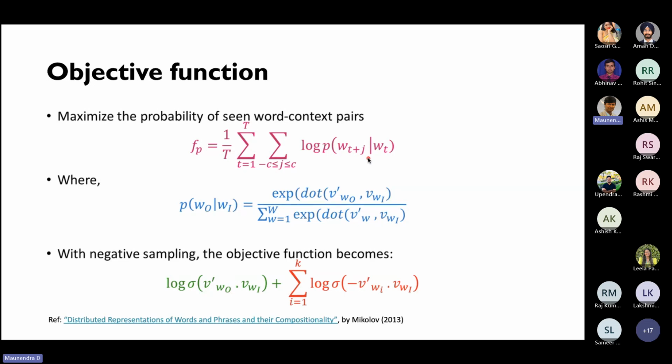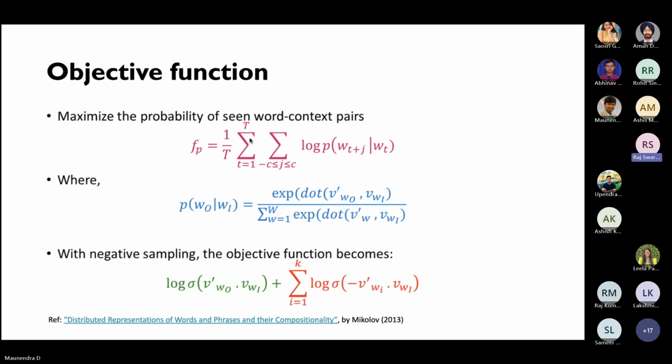In our example, our c value was 2. So t minus 2, t minus 1, t0, t1 and t2. So t0 thing we can ignore, and this is what the objective function is. So we are finally averaging over the number of tokens that we have in the collection. Now if there is any doubt regarding this objective function, please let me know.